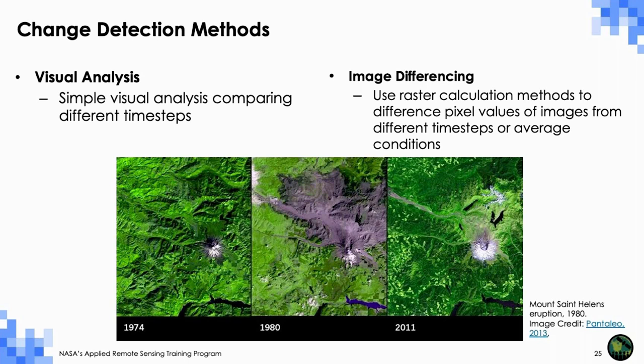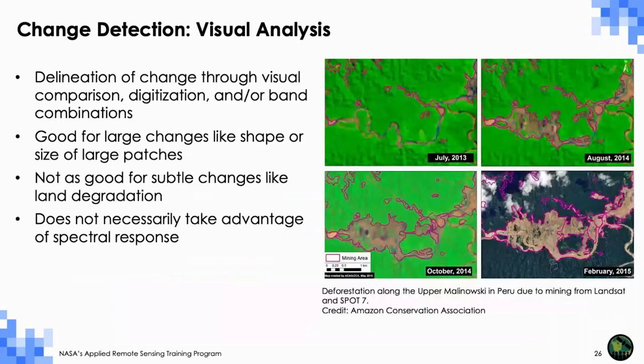Image differencing, however, uses raster calculation methods to difference pixel values from different times or from average conditions. And we'll go over that a little bit further later on. So we'll go ahead and just finish up our discussion of visual analysis on this slide.